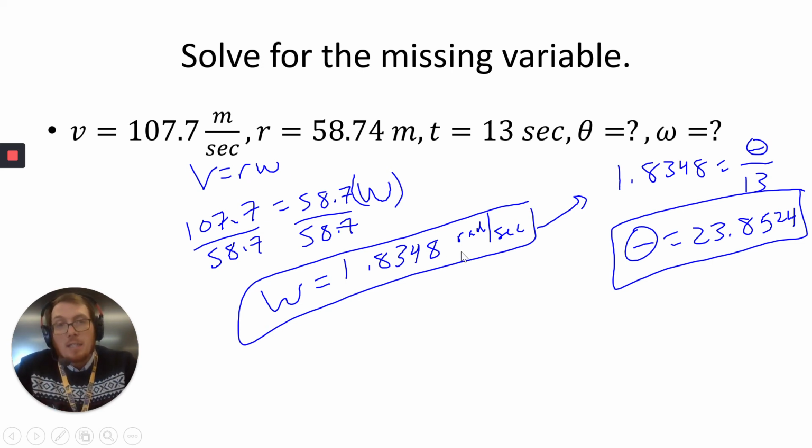Once you have omega, then you work backwards to be able to find theta. So omega, or the w variable, equals theta over time. You know what time is, multiply it to the other side. You just multiply those two pieces together and you get theta.